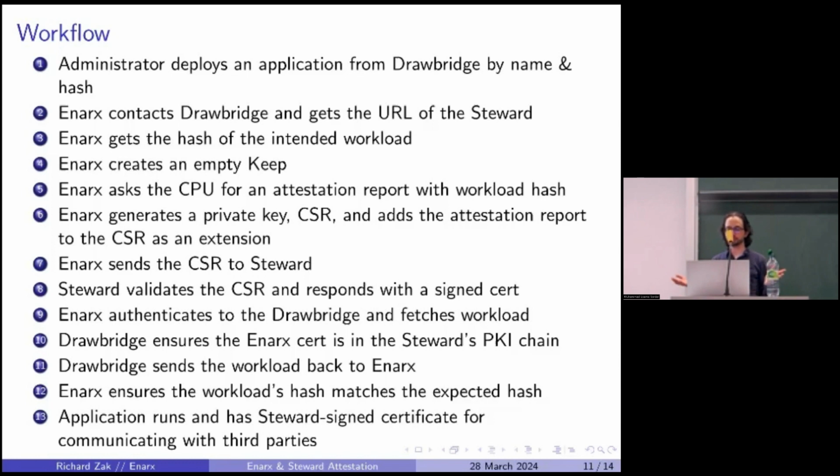All the Drawbridge really has to do is make sure that the Enarx certificate is in the steward's PKI chain. Then when Enarx receives the binary, it checks again to make sure that the binary it received from the Drawbridge was the binary that the user asked for. If that all works, then the application is running, and it uses the steward-signed certificate for all of its TLS network communication. So now any other third party just has to trust the steward, and you don't have to have the attestation process again.